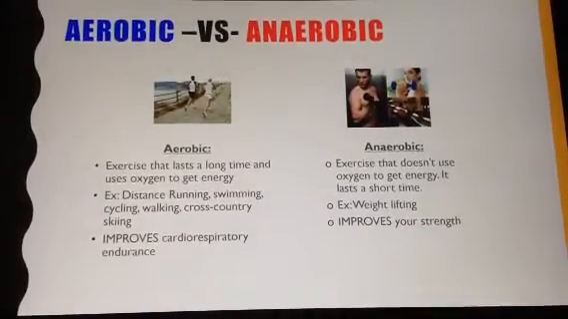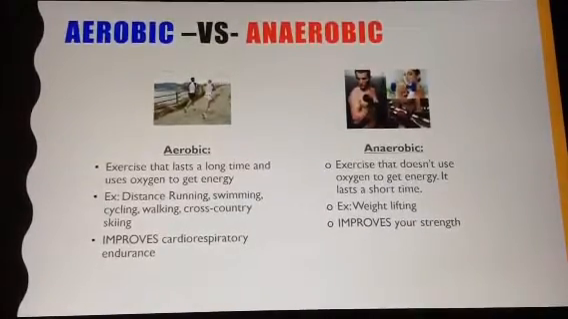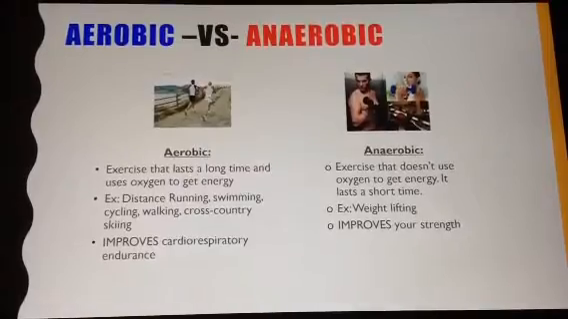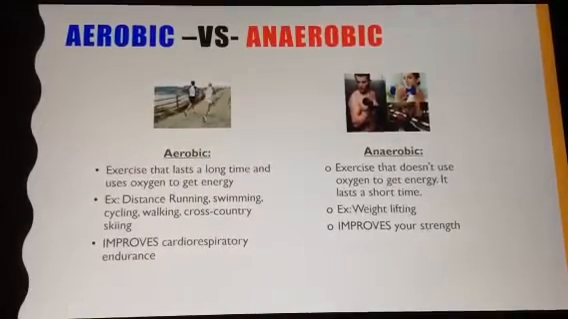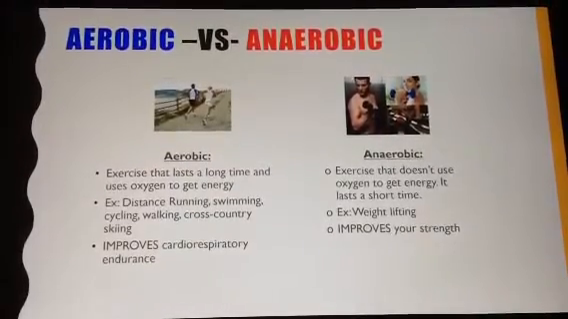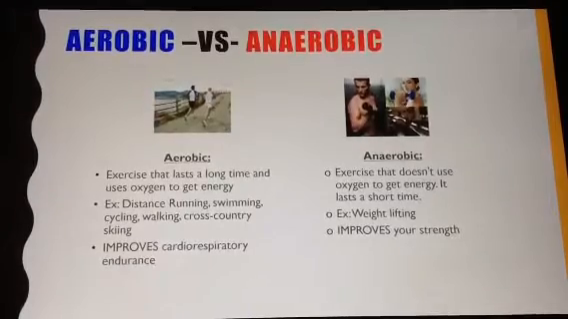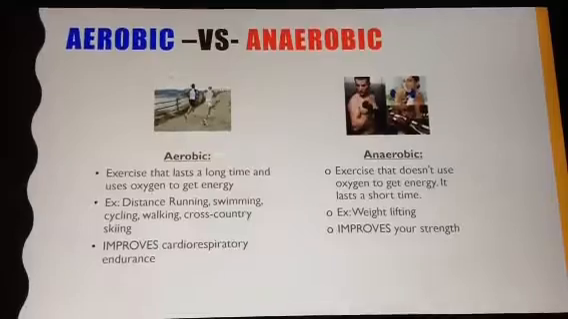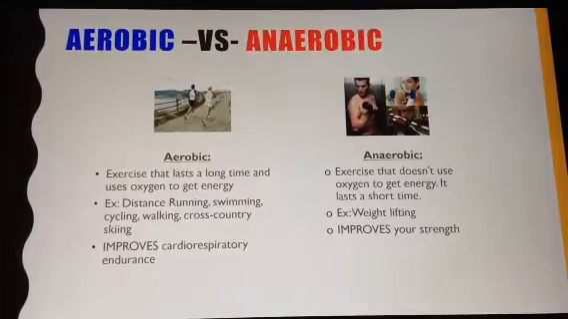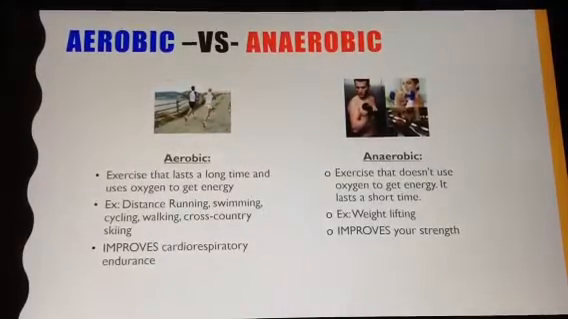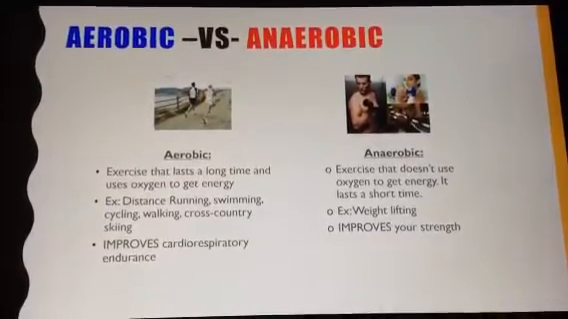There are 2 components to cardiorespiratory endurance. There is aerobic exercise and anaerobic exercise. Aerobic exercise lasts for long periods of time and uses oxygen to get energy. For example, distance running, swimming, or cross-country skiing. Anaerobic is the opposite. This is exercise that does not use oxygen and only lasts for short periods of time. For example, weightlifting, football, or volleyball.